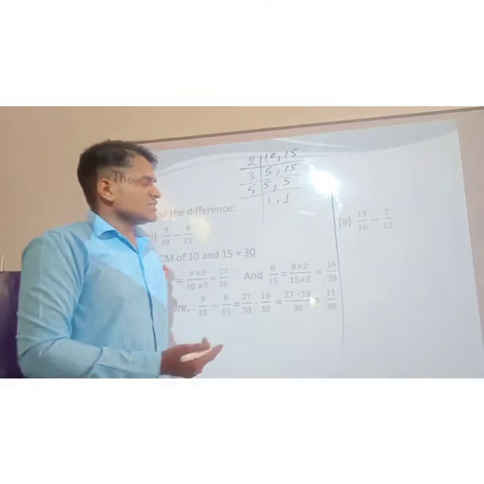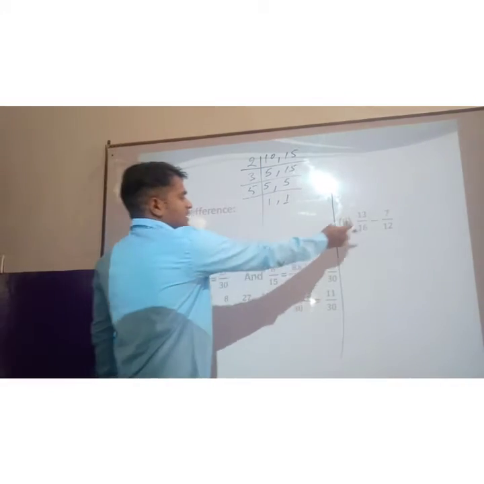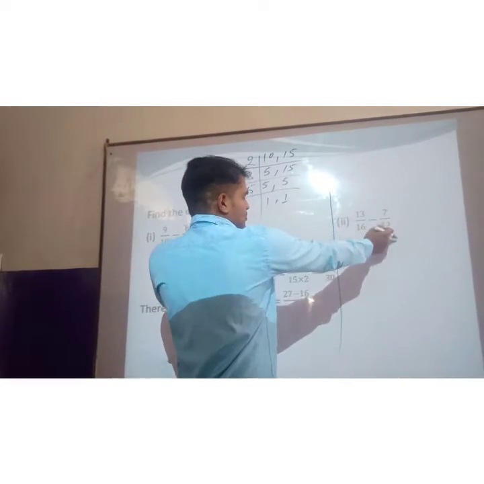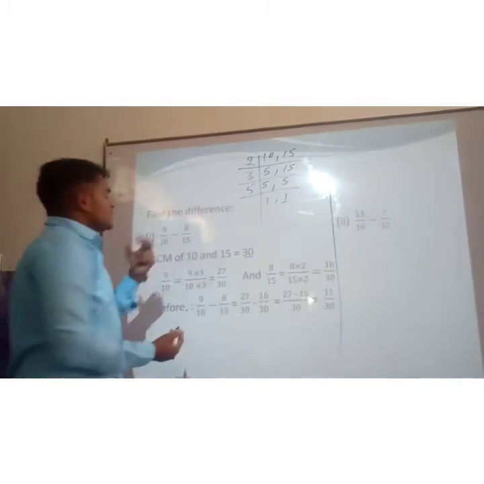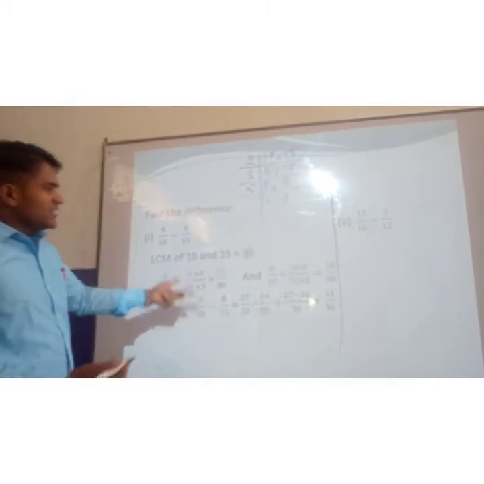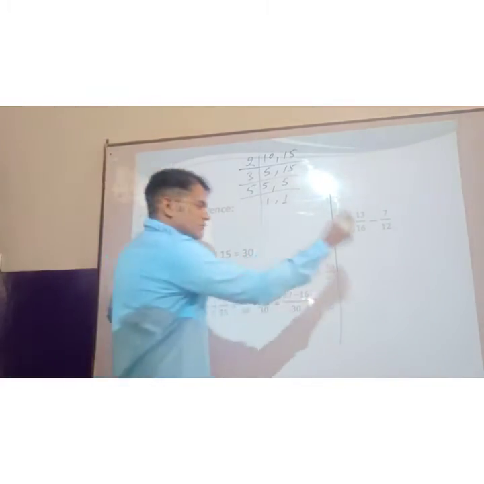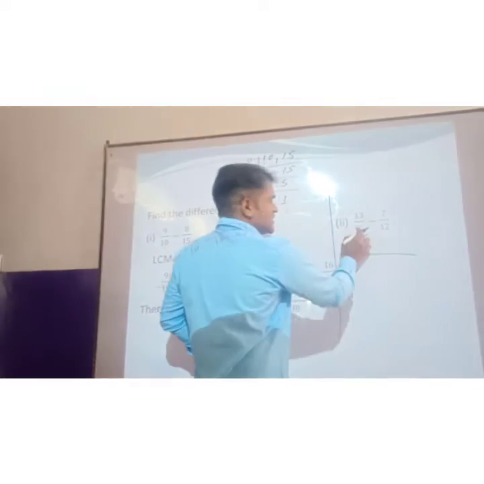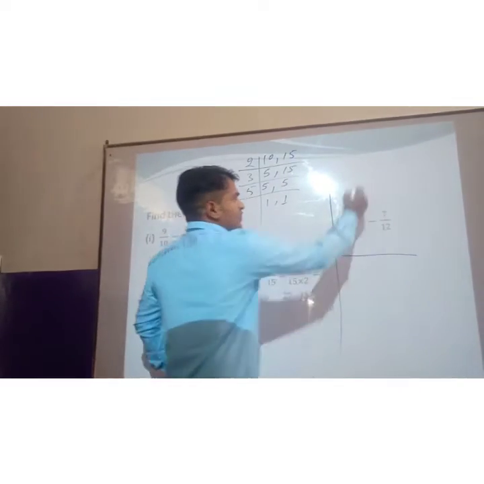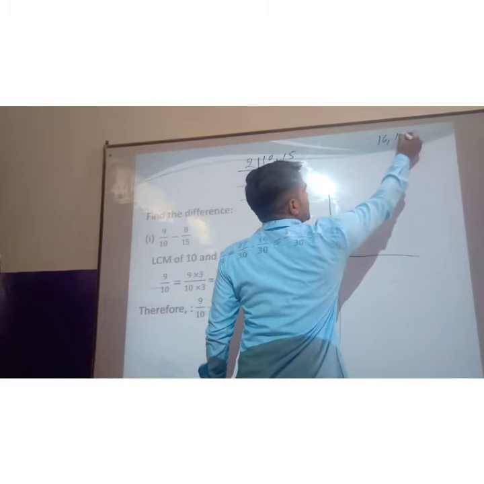Okay, see the second question: 13 upon 16 minus 7 upon 12. We have to simplify it, or find the difference of these. We can do it by the second method. First we take the LCM of 16 and 12.